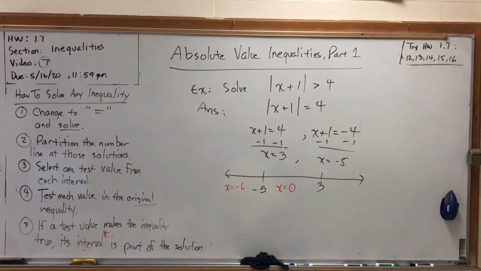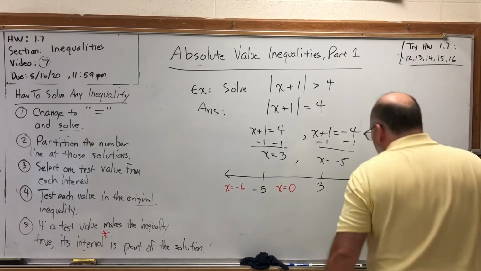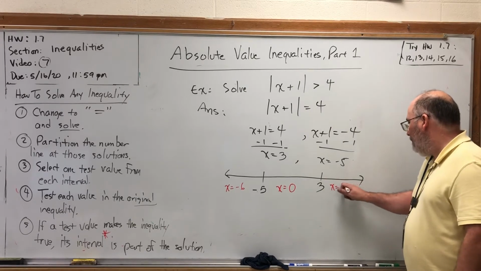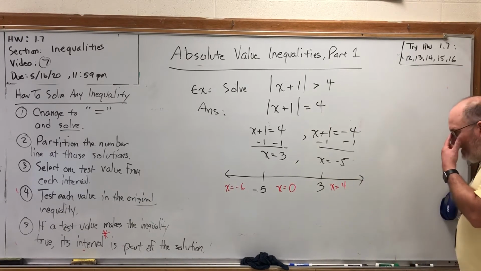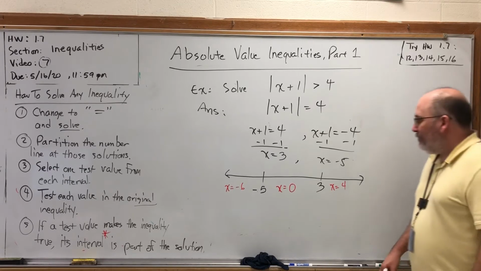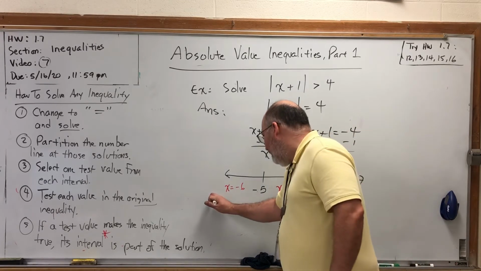Let me silence this because I'm pretty sure I got that situation taken care of. Okay. And I need a test value to the right of 3. How about 4? So we need to test each of these in the original inequality. Luckily, the original inequality is pretty tame and won't take much room. So let's try negative 6 in the inequality.